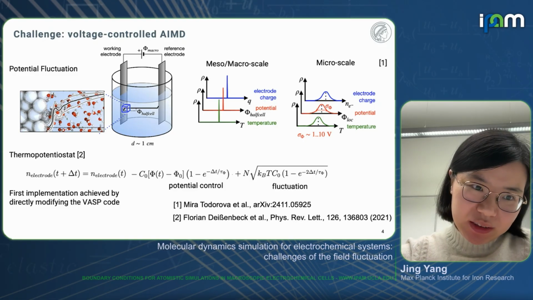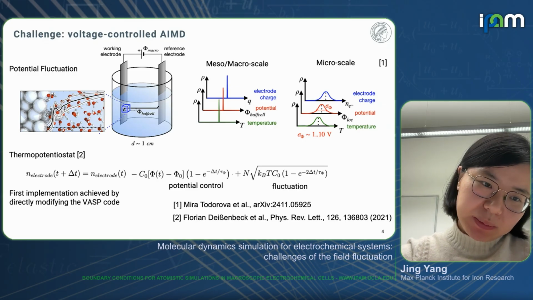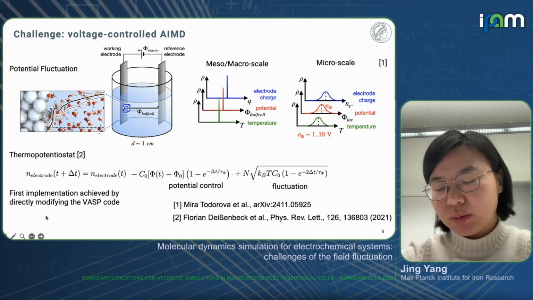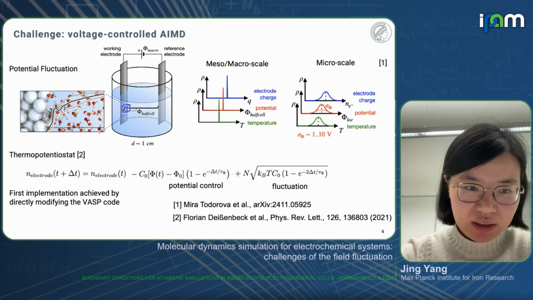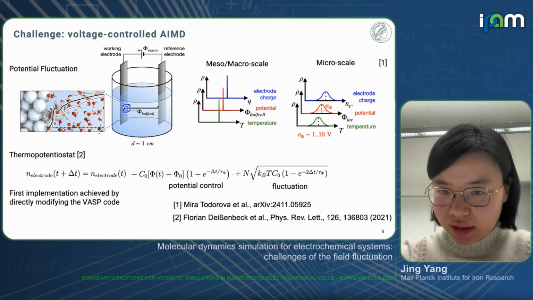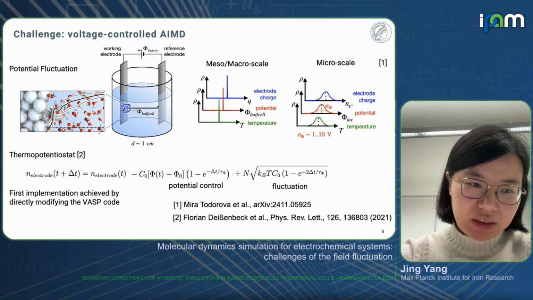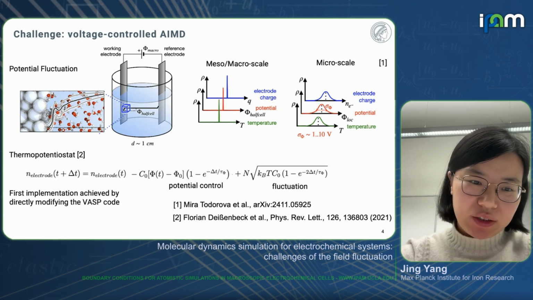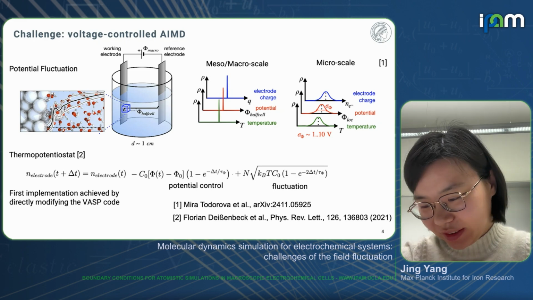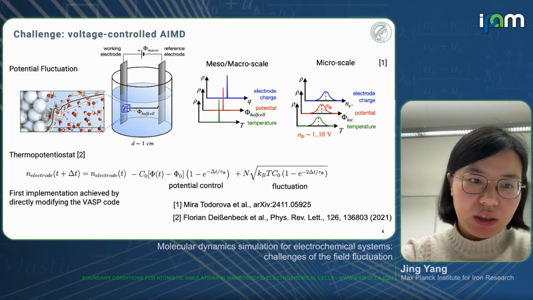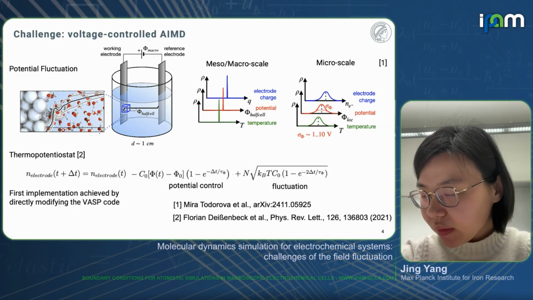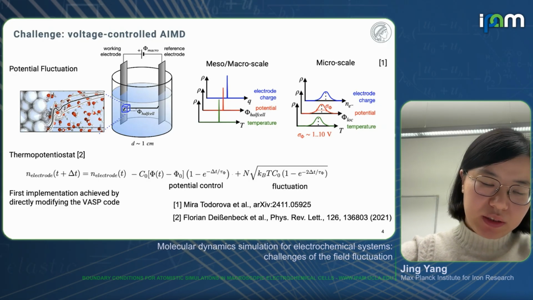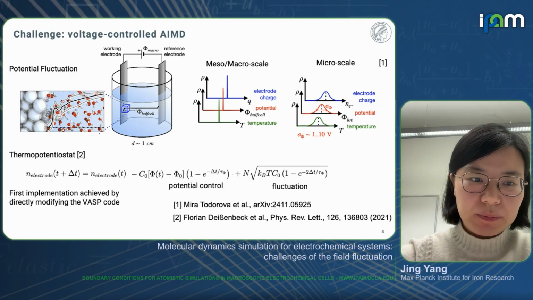When this thermal potential stat was first developed, this was done by directly modifying the VASP code. Florian did all this implementation. But there are definitely still some barriers, because if you want to use this specific method, you need to get this patch to the VASP code and compile this specific version of VASP that will allow you to do this simulation. So we definitely see that there is still a barrier to really use this method for the broader community.